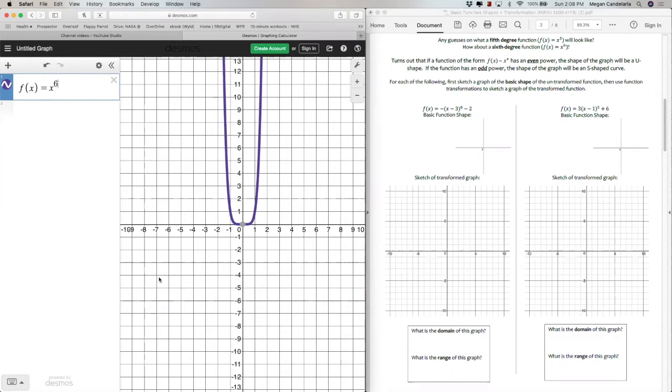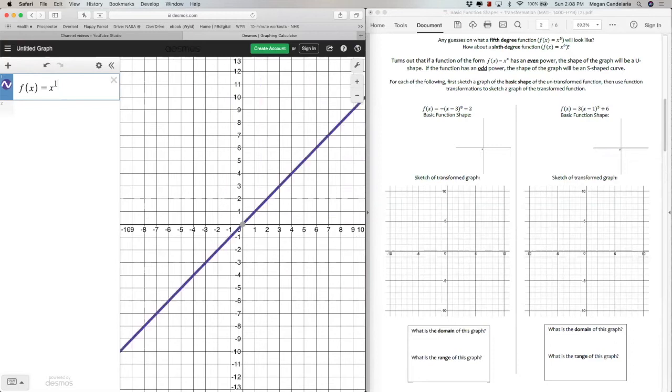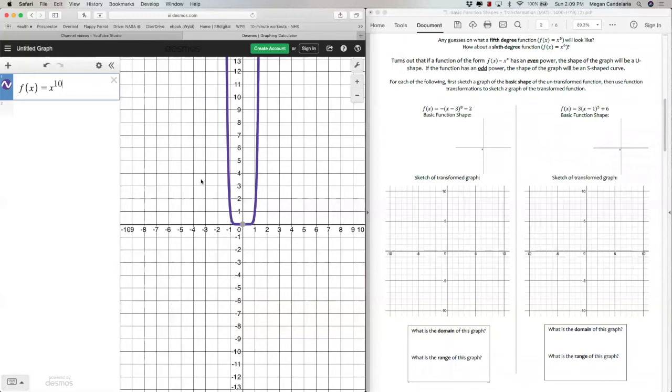So third degree, fifth degree look similar. Second degree, fourth degree, sixth degree look similar. Turns out there's a pattern here, and the pattern is whether or not your power is even or odd. If we have even power, 6, 8, 10, 12, notice we get that same general U shape. If we have odd powers, 3, 5, 7, 9, we see that S-curve shape there. So odd powers have this S-curve, even powers have that U shape.